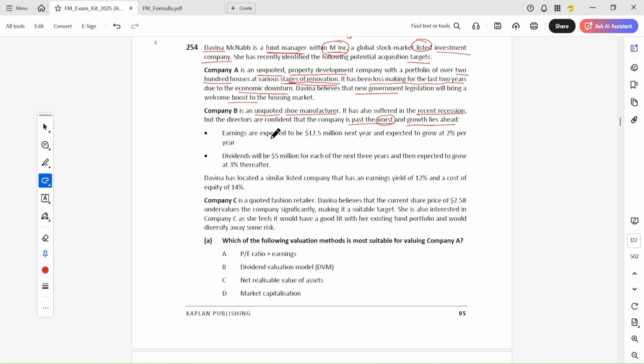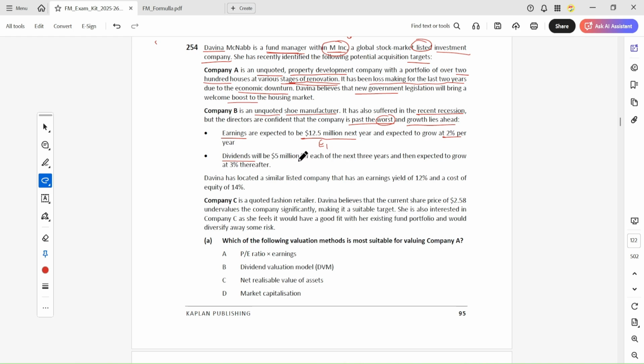So now the growth is ahead. Earning is next year. This is E1. And after year one, this will grow at 2%. Okay, the earning. Next is dividend.